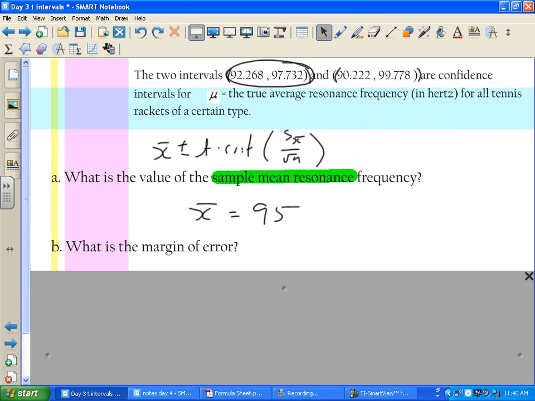Next question. What's the margin of error? Can you find that? Isn't it the t crit times the same? Here's a tip: take the information you have and apply it in a way that I haven't told you directly how to do.